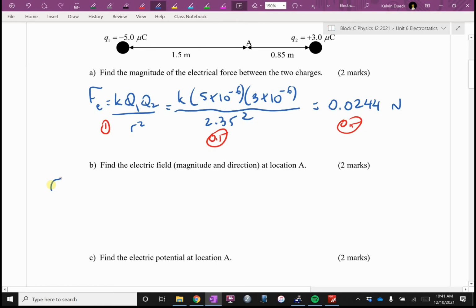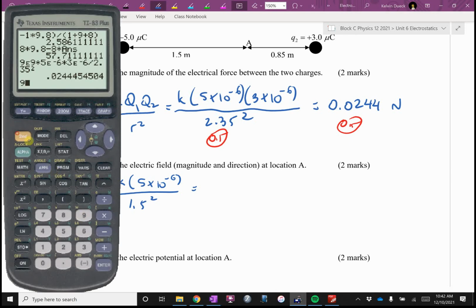I'm going to find the electric field from charge 1, which is K Q1 over R1 squared, which is K 5 microcoulombs all over 1.5 squared. The electric field from charge 1 is a magnitude of 20,000, is that right?